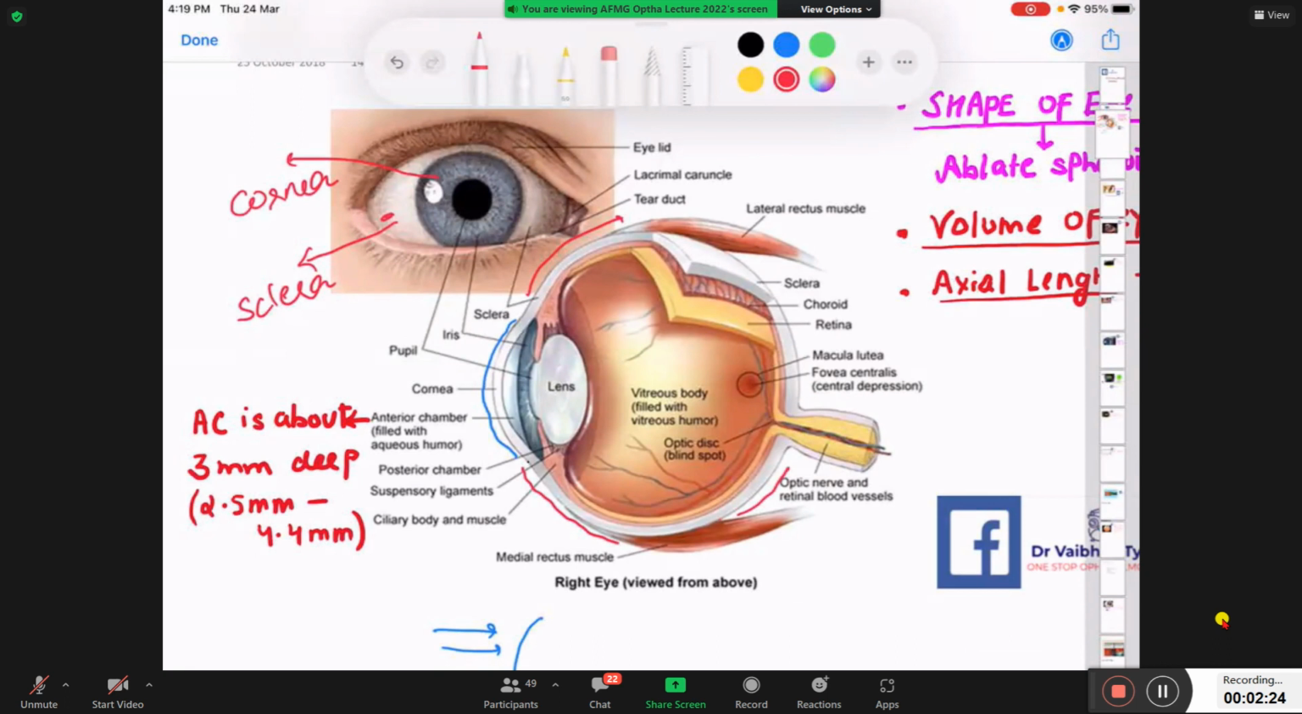No, conjunctiva and sclera are not the same. Conjunctiva lies over the sclera. Conjunctiva is a transparent structure which is lying over the sclera. It is not the same.